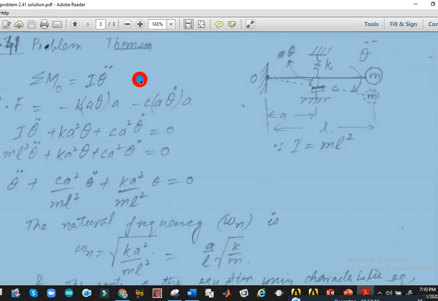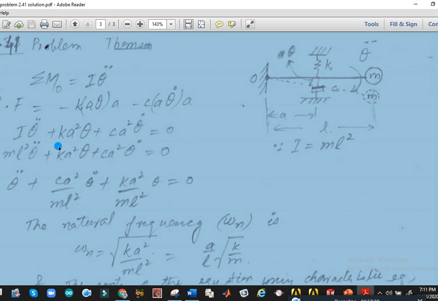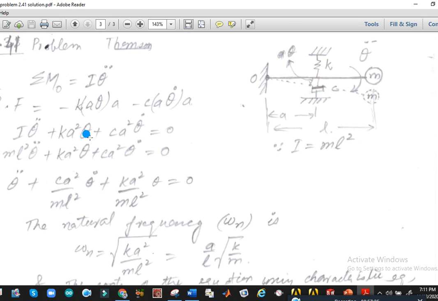So this is our complete expression for the damping moment, and this is the complete expression for the stiffness moment, and the negative sign is because of the restoring force. Okay, and the sum of all moments is equal to the product of inertia and angular acceleration. So transferring the right side terms to the left side, we have I theta double dot plus k a square into theta plus c a square into theta dot is equal to 0. This is your inertial moment, this is your stiffness moment, and this is your damping moment.